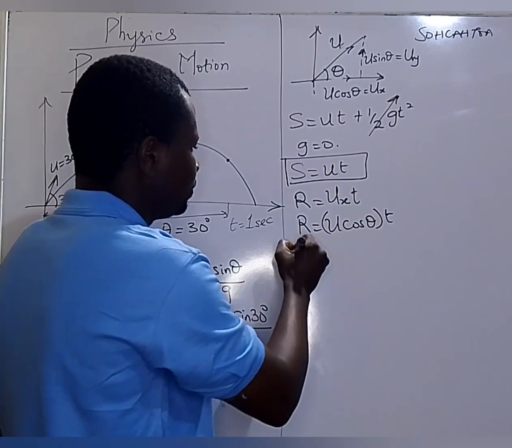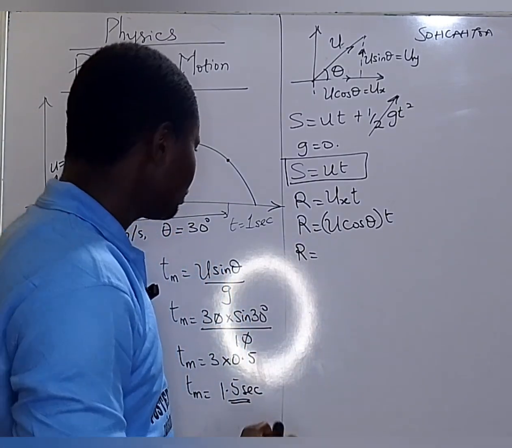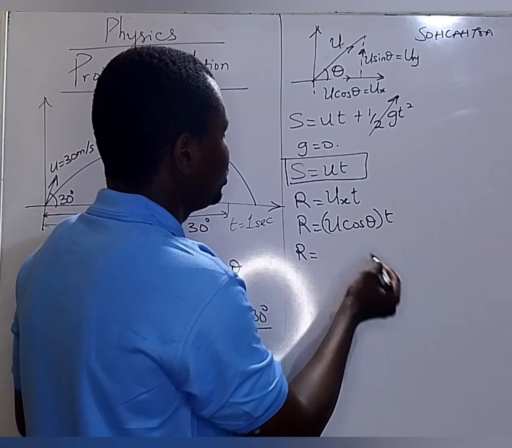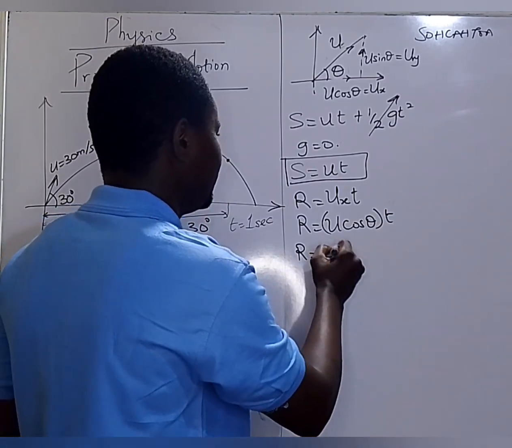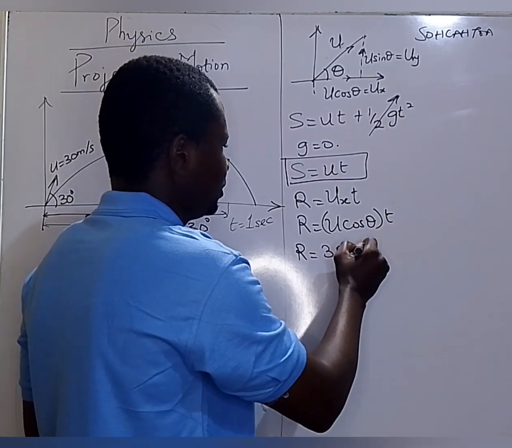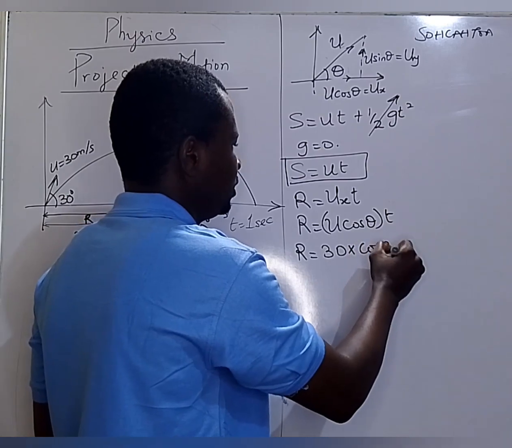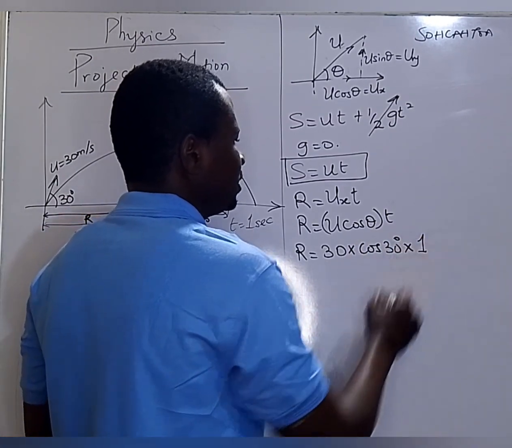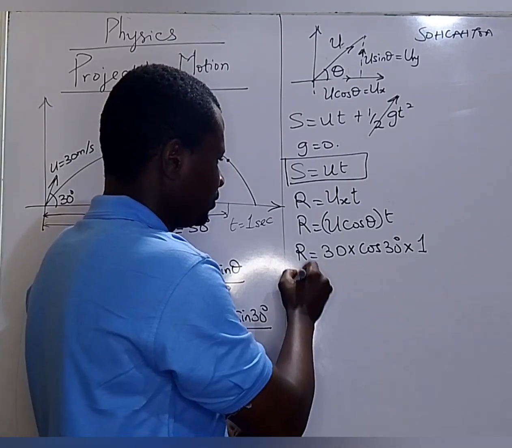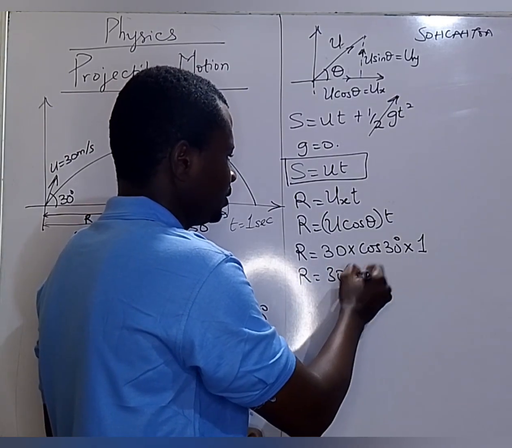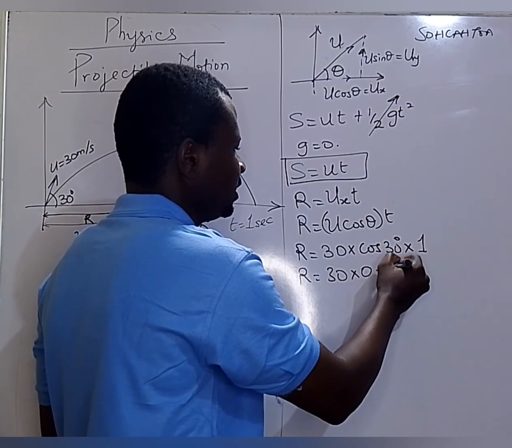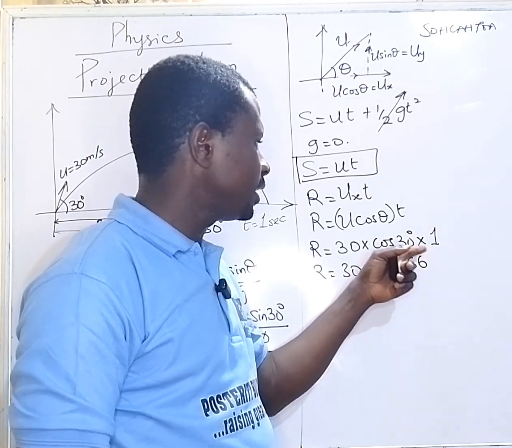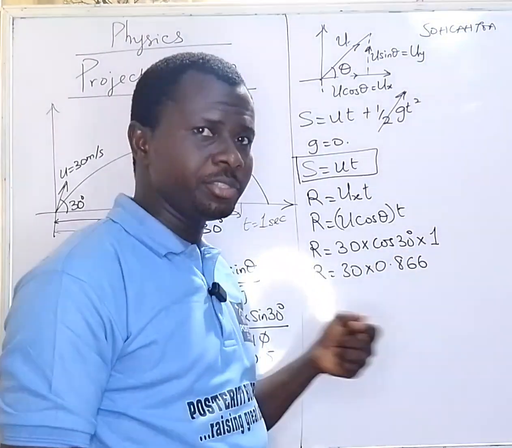So let's do the substitution. What do we have now? What's our U? 30, times cos 30, times t. Our t is 1 second. So what do we have? 30 times cos 30 is 0.866, times 1. That will still be the same thing.